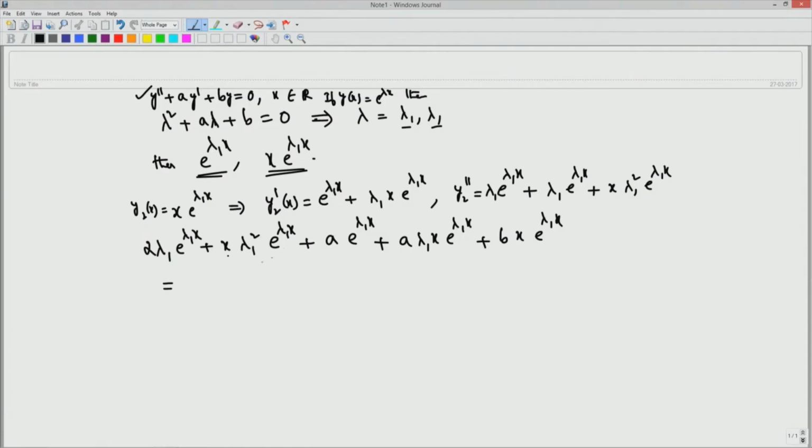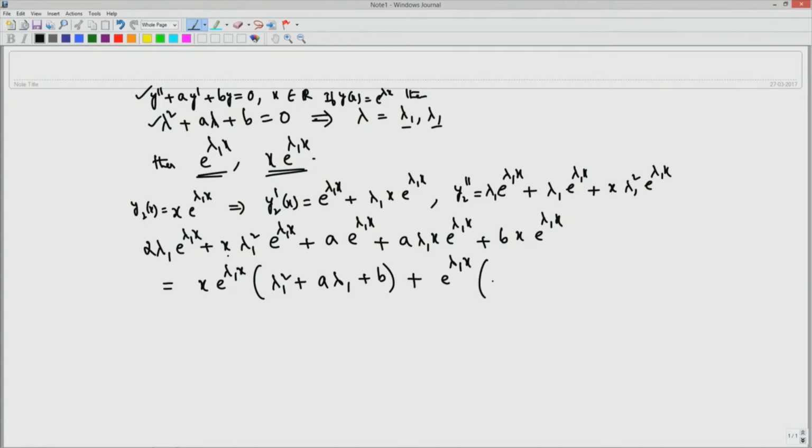This is equal to, so x into e power lambda 1 x, you take it out. If you take it out, you get lambda 1 square plus a lambda 1, and then plus b. This we know is 0, because lambda 1 is the root of this equation. So this is 0, plus what is the other thing, e power lambda 1 x.